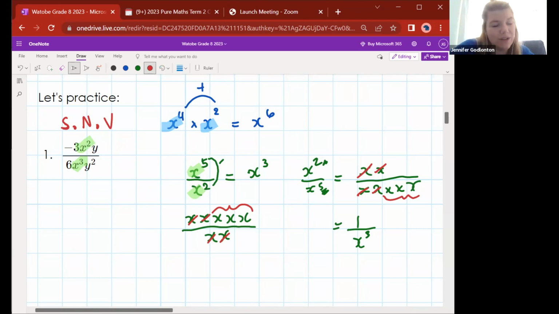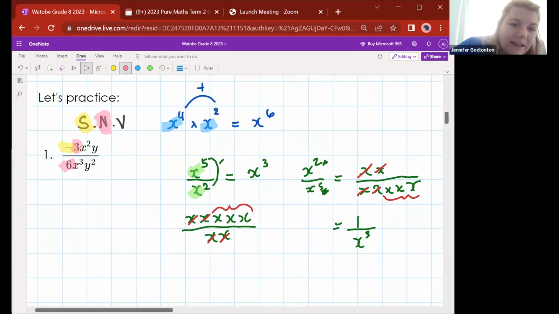And then you're going to look at each of your variables. Okay, so give this question a go. See if you can solve it, and then we'll do it together on the board. But if someone is feeling brave and wants to answer for the class, then please feel free to pop your hand up and we will go through together. So we've got signs that we're going to deal with, and then we're going to deal with numbers, and then we're going to deal with variables. And for variables, we're going to do each variable separately. So we're going to do our x's, and then we're going to do our y's.